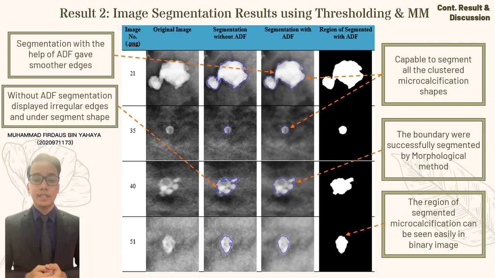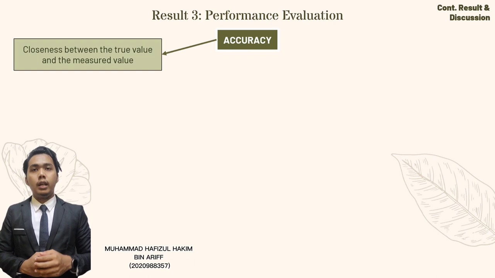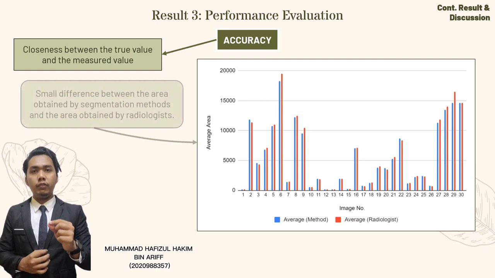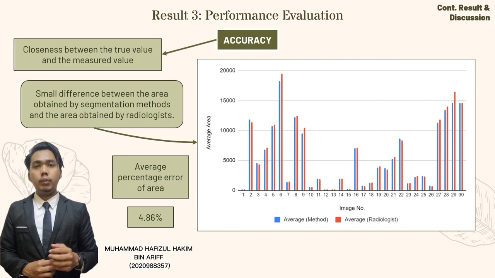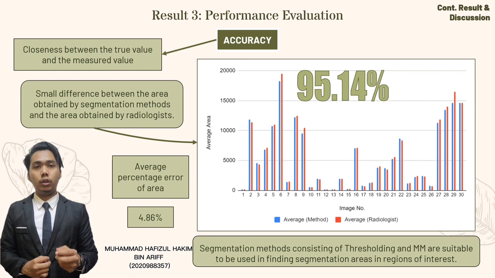Third result, performance evaluation. Accuracy is the closeness between the true value and the measured value. This histogram shows the comparison between the average area of the hybrid segmentation method and the expert finding. There is a small difference between the area obtained by the segmentation method and the area obtained by radiologists, where the average percentage error of area is 4.8%. Hence, the accuracy of the segmentation is 95.14%, nearly perfect. The segmentation method consisting of thresholding and mathematical morphology is suitable to be used in finding the segmentation area in the region of interest.